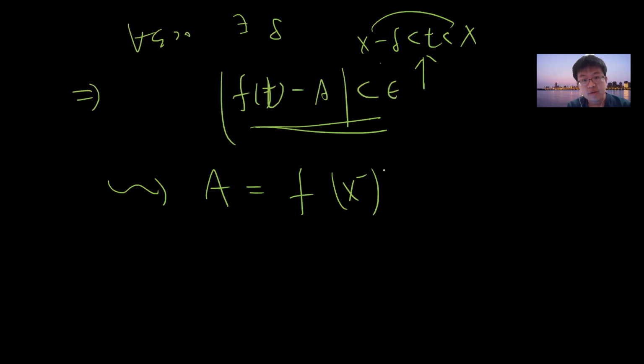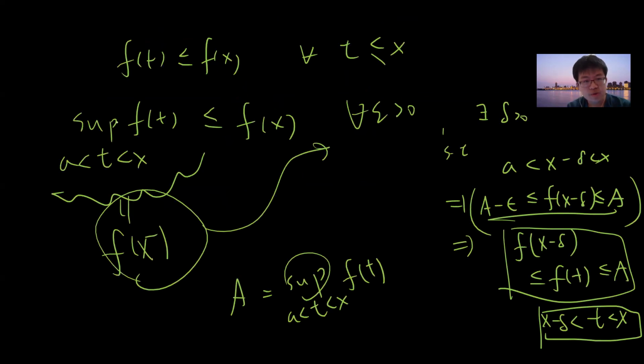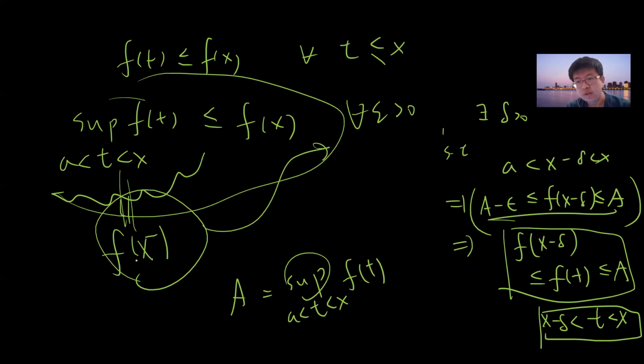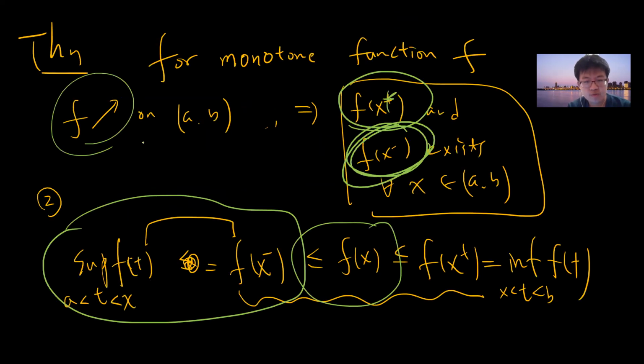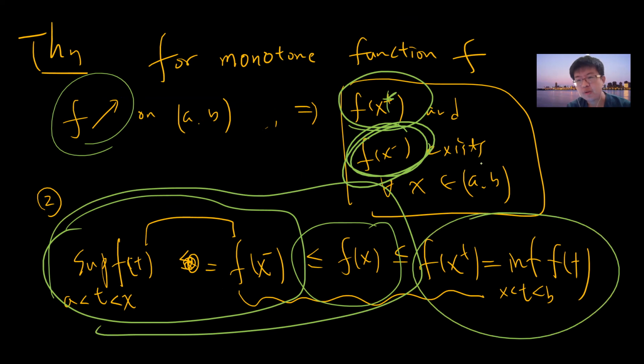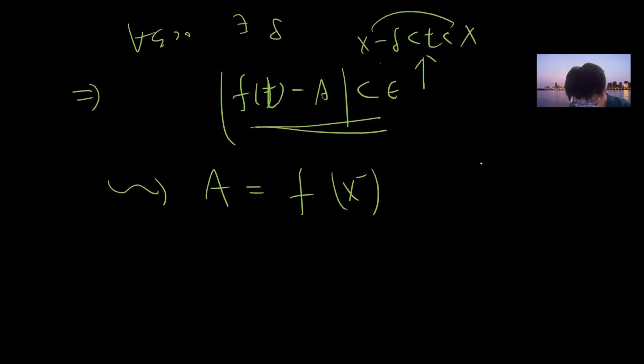Okay, so once I prove that this is exactly the same as this, then I know this exists. The reason is that this is the supremum, and this supremum is already bounded by f(x), so the supremum exists. So here basically we just proved all these parts, and these parts are the same.